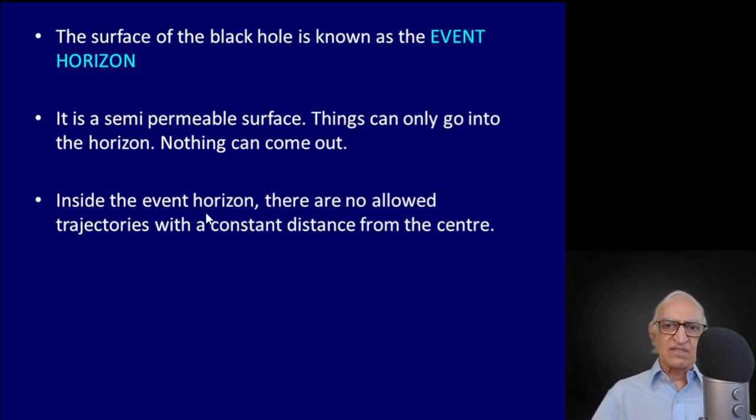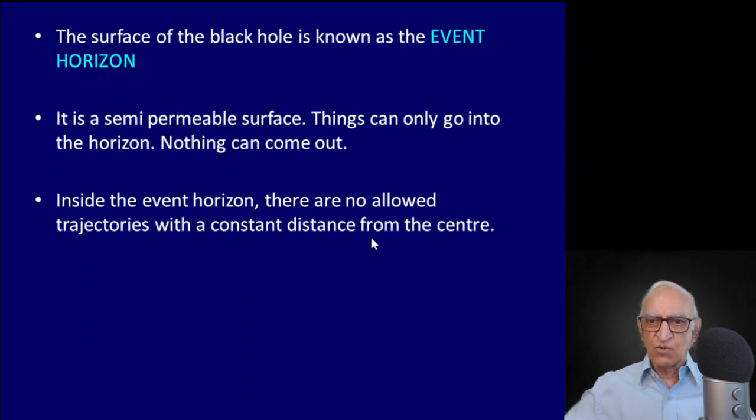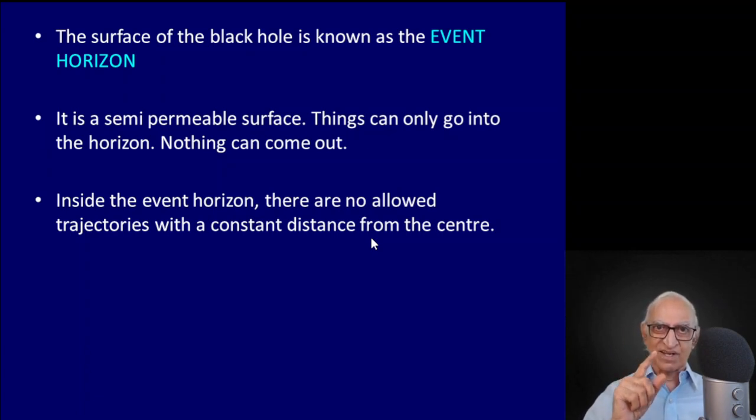Inside the event horizon, there are no allowed trajectories with constant distance from the center. You cannot say, oops, I'm terribly sorry I came into the black hole, now I'm going to fire some rocket and stay at a constant radius from the center. You cannot do that. You can only do that if you can travel faster than light. And since you cannot do that, there are no allowed trajectories with a constant distance from the center.